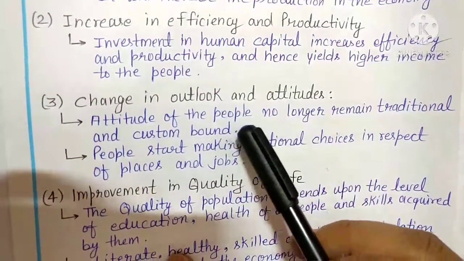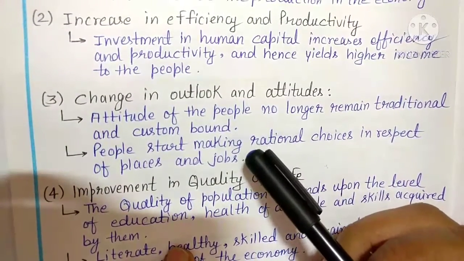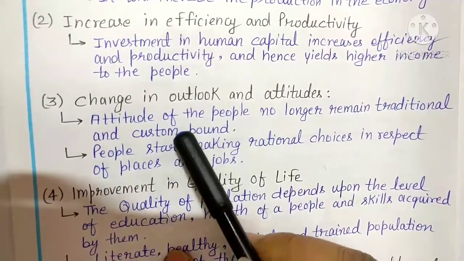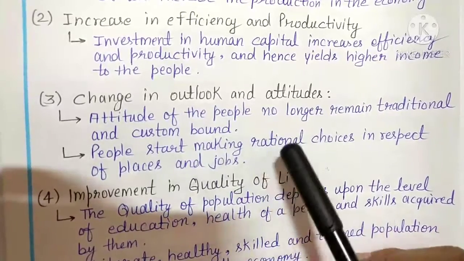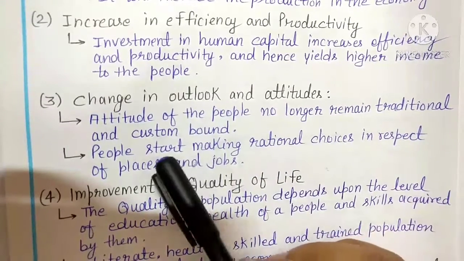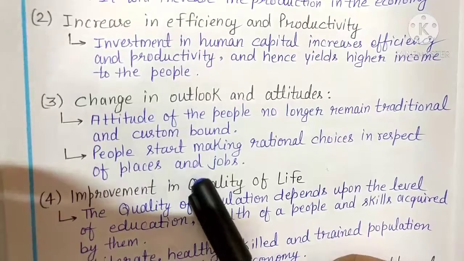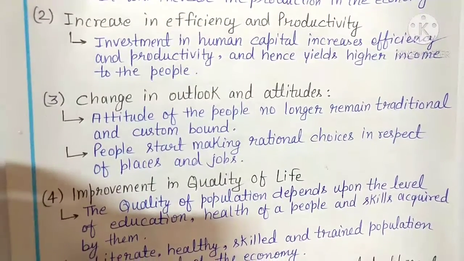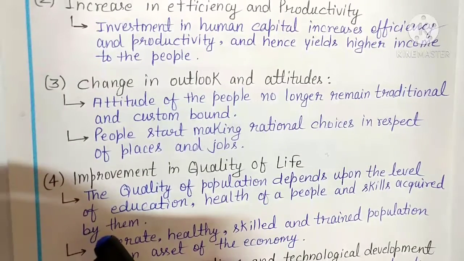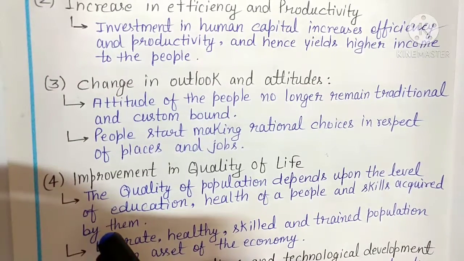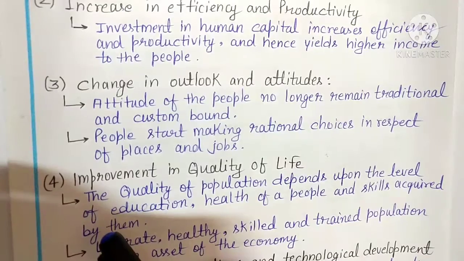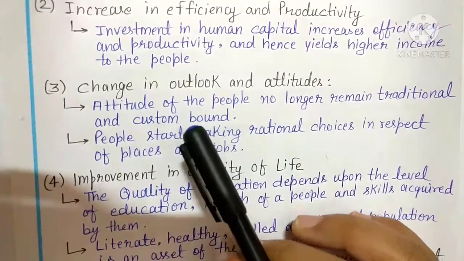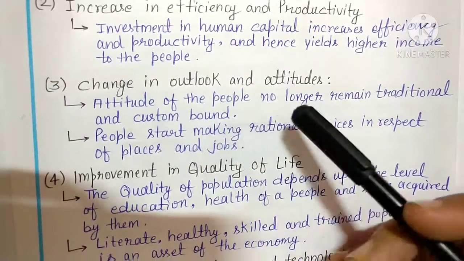Then comes change in outlook and attitudes. Investment in human capital formation changes the attitude of people, which no longer remains traditional and custom bound. Now people start making rational choices in respect of places and jobs. They think about where they are living and where they are doing the job. They check job security and the place, whether it is a metro city or other cities. They think about their facilities, because they no longer remain traditional and custom bound. This is the positive change which comes in their outlook and attitude.